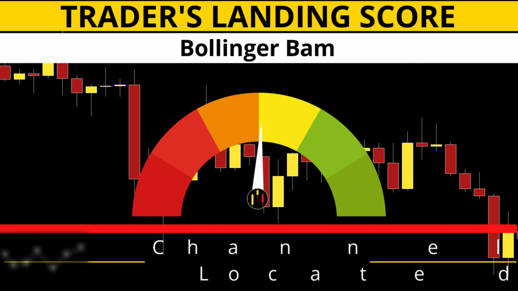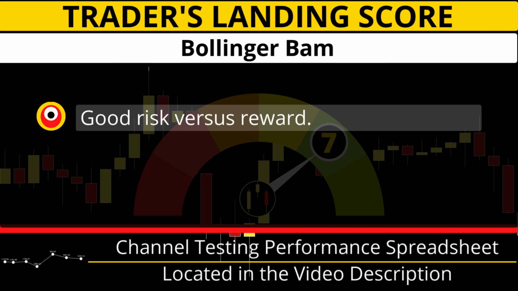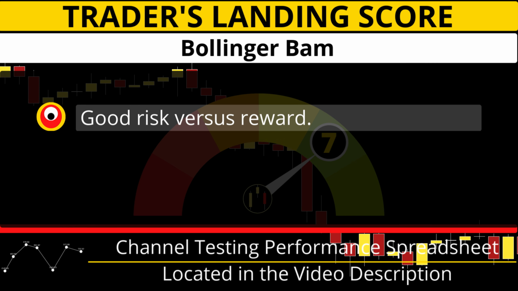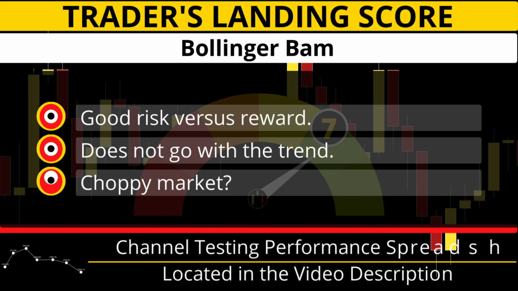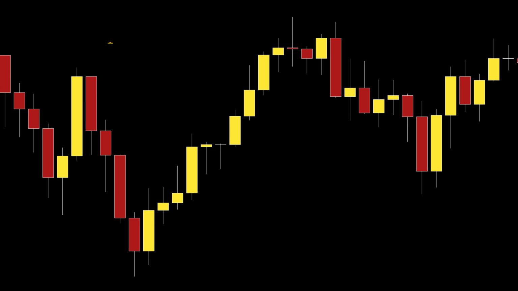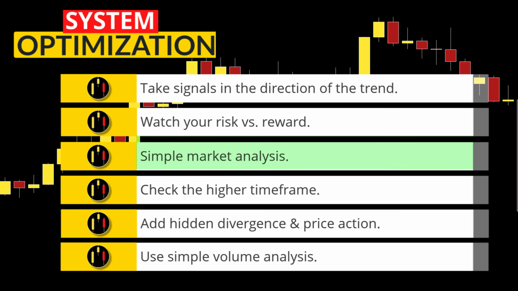I give the system a trader's lending score of 7, because this system uses a good risk versus reward ratio, but does not account for the trend, and therefore could be problematic in a choppy market. Remember, the enemy of great is good. I have 6 ideas on how we can improve this system.